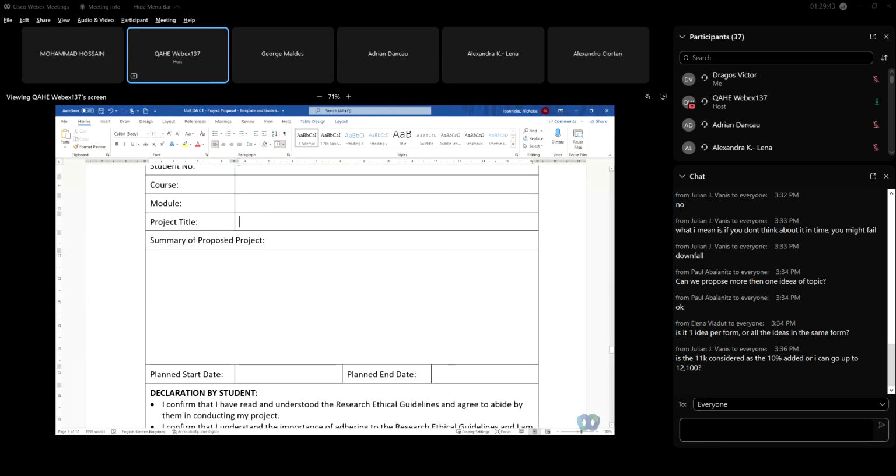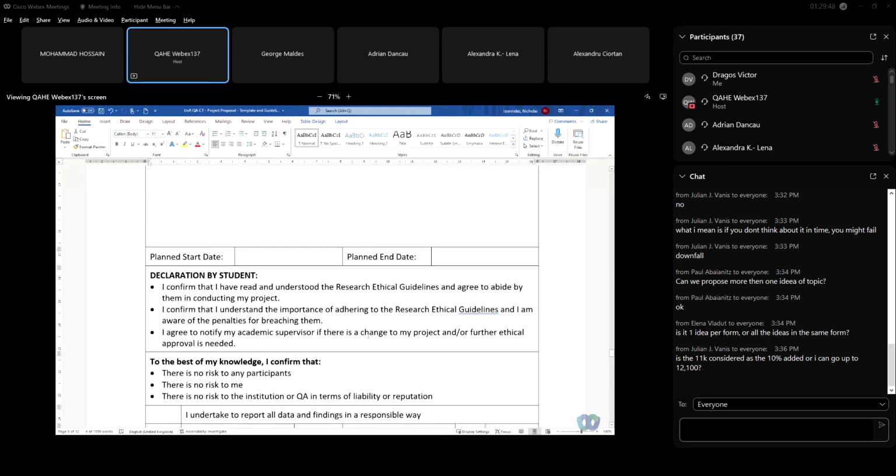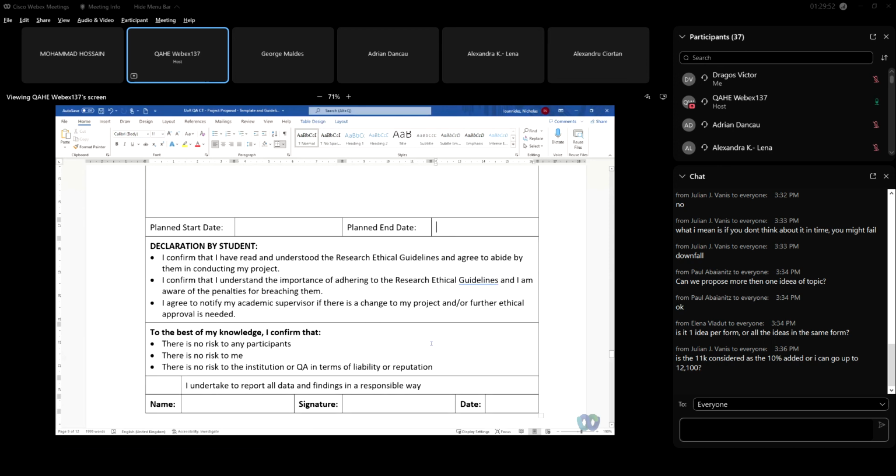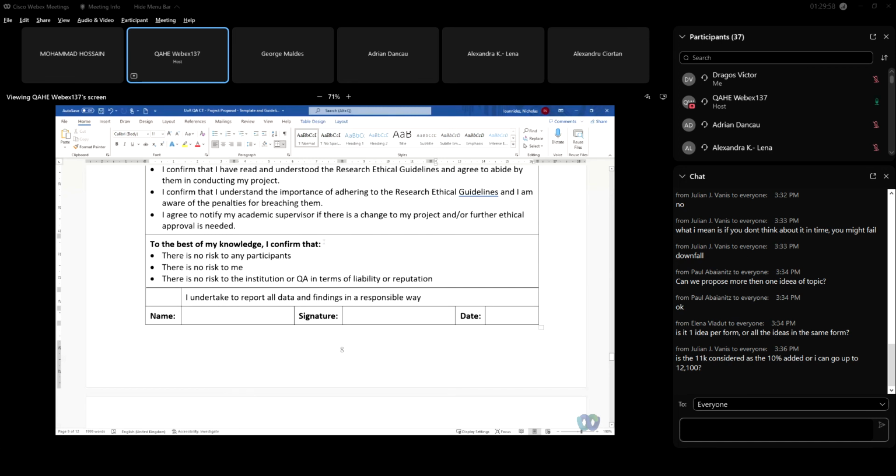Then give a summary, 4, 5 lines, 6 lines, what it is that you intend to do, right? When you plan to start your research, when you plan to finish your research. And you can see some declarations here, right? And to the best of my knowledge, I confirm that there's no risk. And you undertake to report all data and findings in a responsible way. Put an X in there. Type your name, type your signature, and put a date, right?